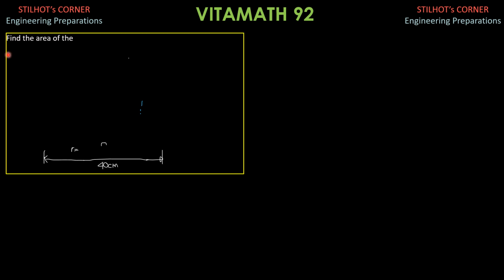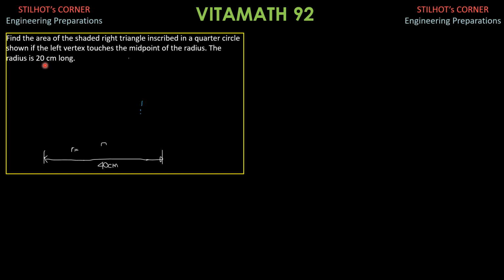So here we go. Find the area of the shaded right triangle inscribed in a quarter circle shown if the left vertex touches the midpoint of the radius. The radius is 20 centimeters long. So this is the original figure. Sorry for the blots, the solution. I do this so that the file size will be lesser and so that it will end in a short number of minutes only.